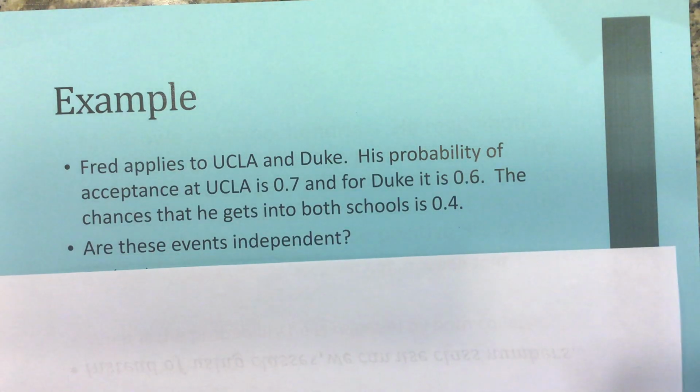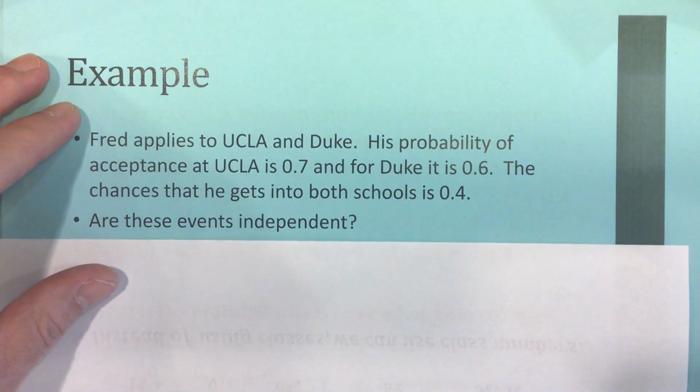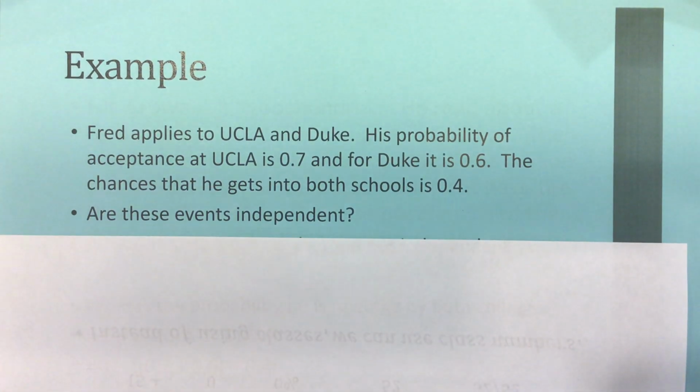So let's try a problem. All right, so let's say your buddy Fred, he's applying to colleges, right? A lot of you are doing that. Good luck, by the way, getting into the college of your choice. So let's say Fred finds out the probability he gets into UCLA is 0.7, 70%. And his probability of getting into Duke is 60%, or 0.6. And the chances he gets into both schools is 40%. Here's the question. Are these events independent?